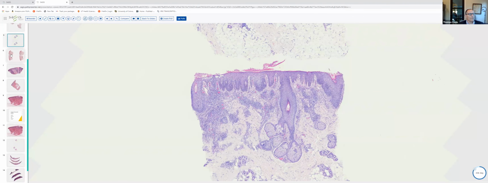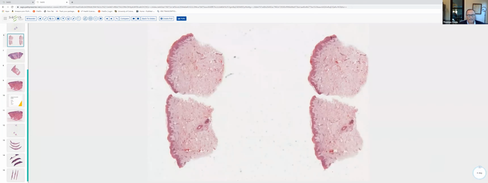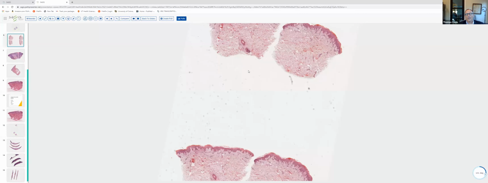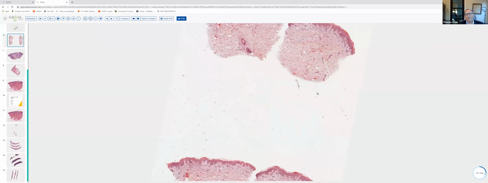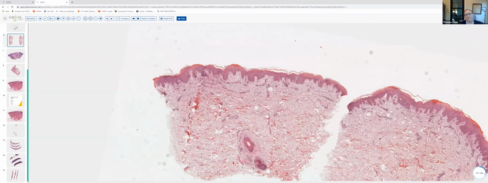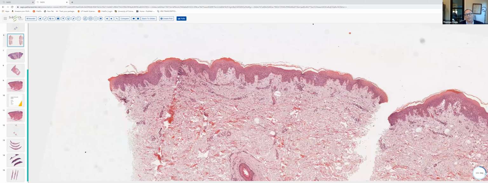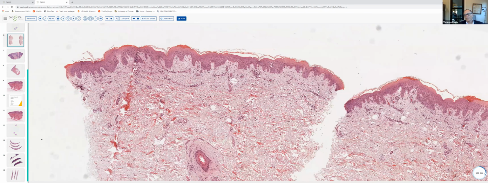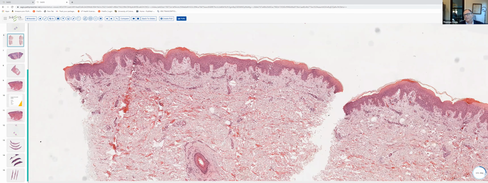Okay, let's go ahead and move on to our next case, slide 3. And slide 3 demonstrates a change that we see a lot. This is more of a very focal or subtle spongiotic dermatitis. In this particular punch biopsy from the trunk, we have a superficial perivascular infiltrate of lymphocytes. The epidermis is maybe a little bit mildly hyperplastic.